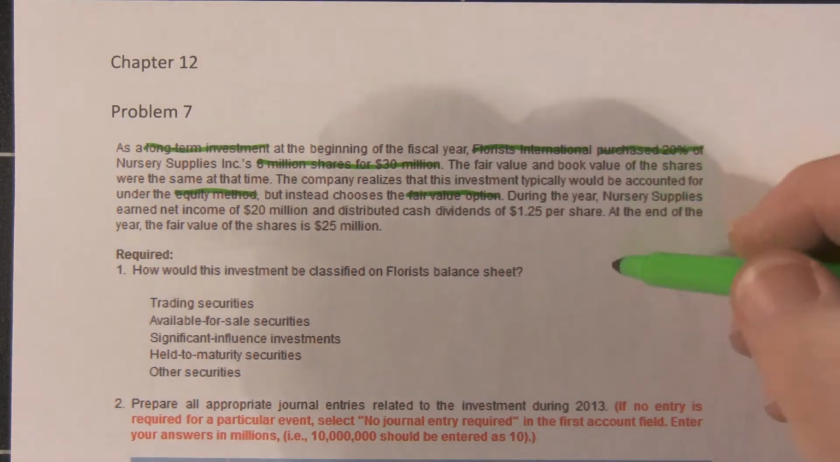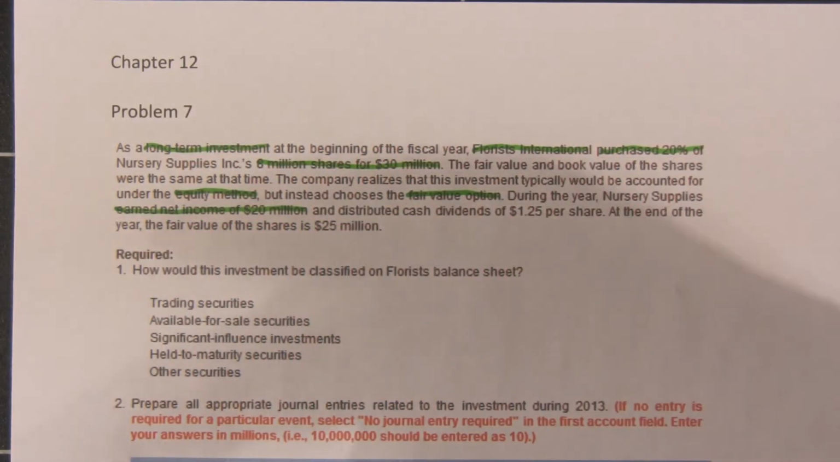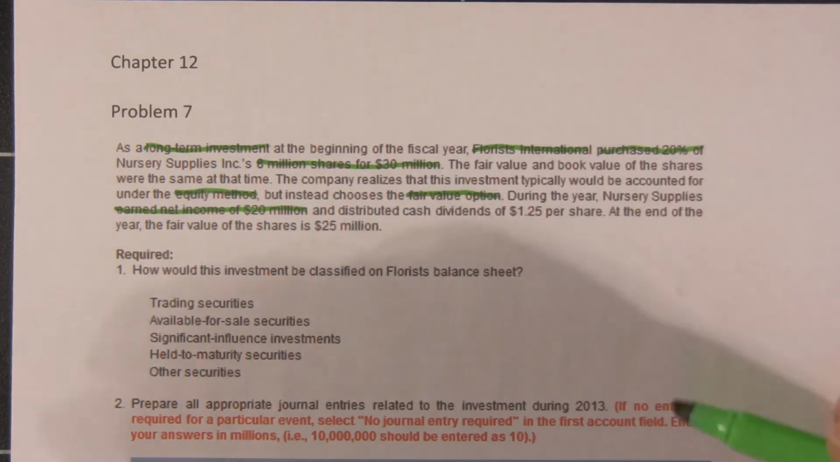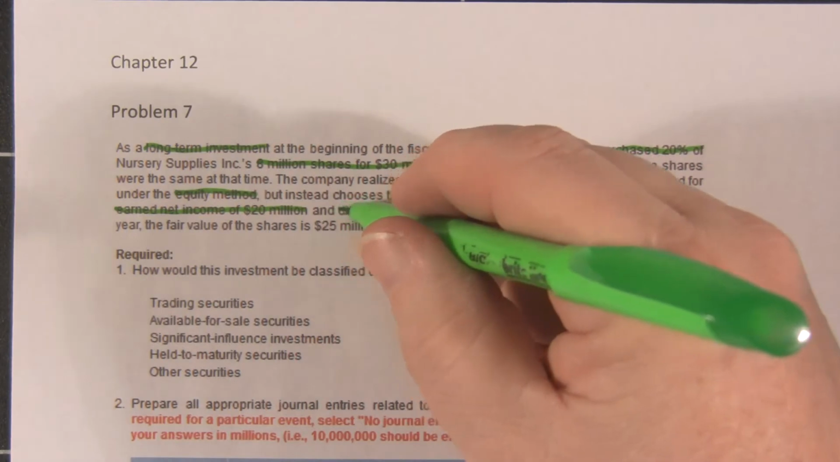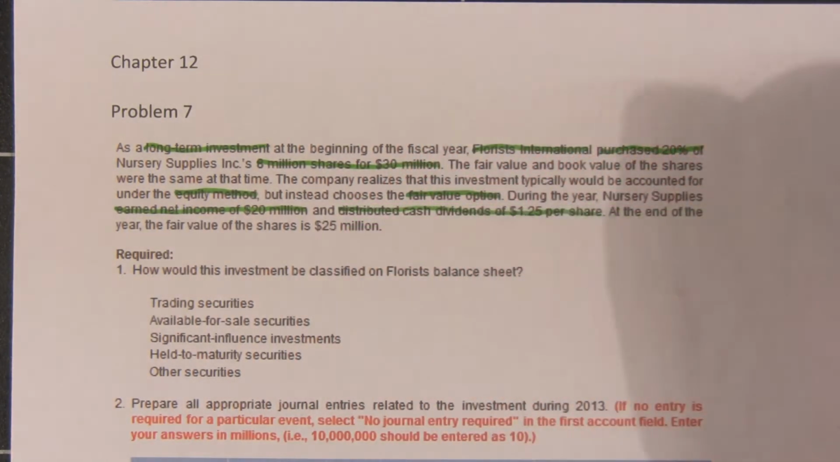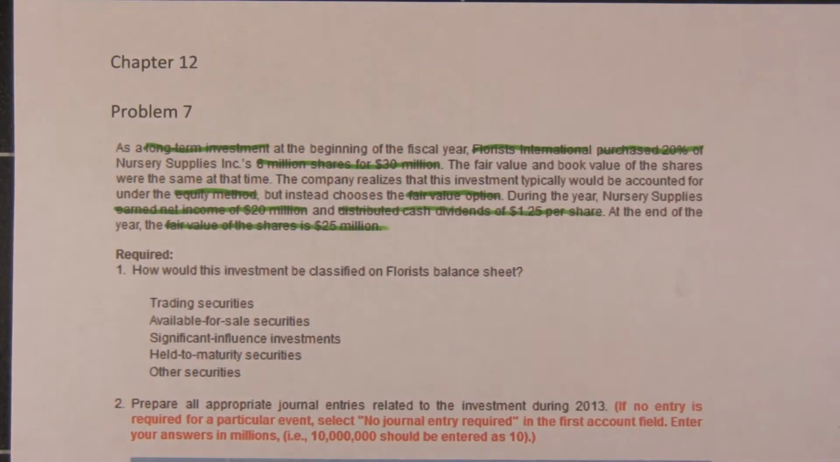During the year, they earned net income of $20 million. So normally, under the equity method, we would be taking 20% of that as an increase to our investment, but they've chosen to use the fair value method, so they're not going to do that. We have cash dividends of $1.25 per share, and the fair value at the end is $25 million. Okay, so how would we account for this?